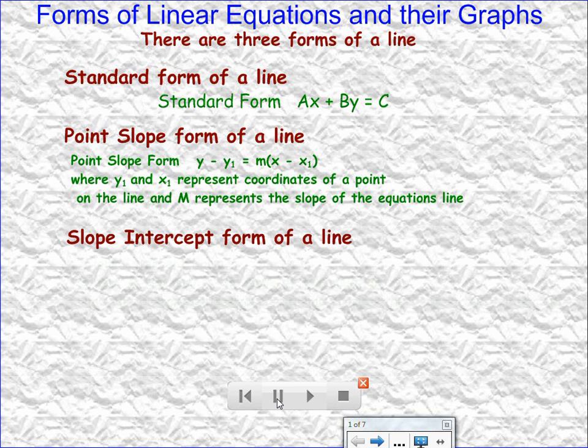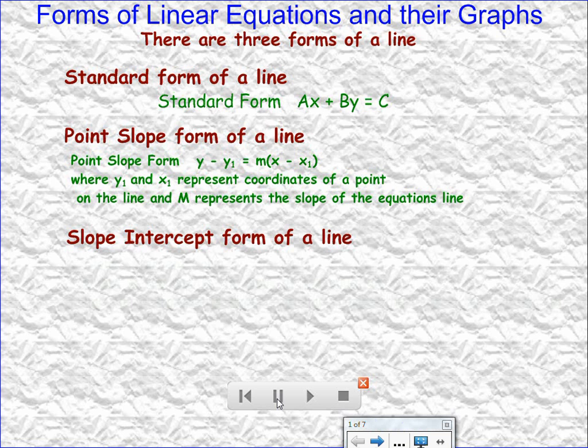The third form of a line is slope-intercept form. Again, we must have a slope to create slope-intercept. We could, in fact, use a point and slope and create the point-slope form of a line equation, and then transform this point slope to slope-intercept. Slope-intercept form is what you'll see mostly when you're into higher math.